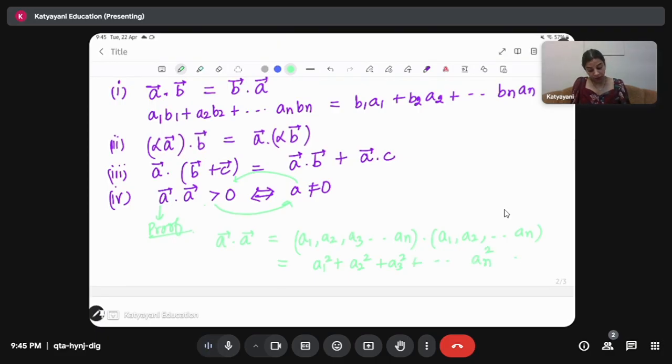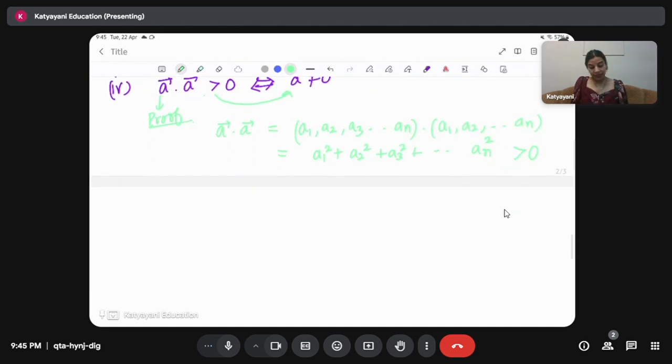If it is given to me as greater than 0, what does this mean? This can happen only when at least one of A1, A2, A3 and so on must be non-zero. Only then the sum of these squares would be greater than 0, right? Because this can never be negative, because these are squares, but it can be zero. When can it be zero? When all the elements, all the components, A1 is zero, A2 is zero, A3 is zero, and all of them are zero. So for it to be greater than zero, at least any one of these A's should not be equal to 0.